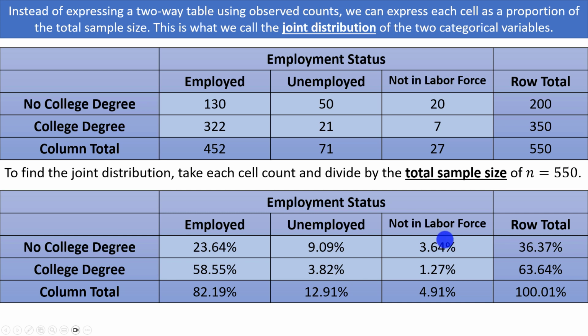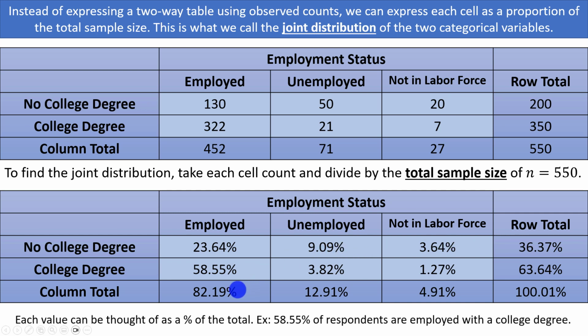Okay, so this is what we call the joint distribution. And now each value is just thought of as a percentage of the total. So for example, 58.55% of the people were employed with a college degree. So over half the people were both employed and had a college degree. Or about 63.64% of people in total had a college degree. So maybe an easier way to digest the numbers in terms of how big they are relative to the whole total sample size, and that is what we call the joint distribution.